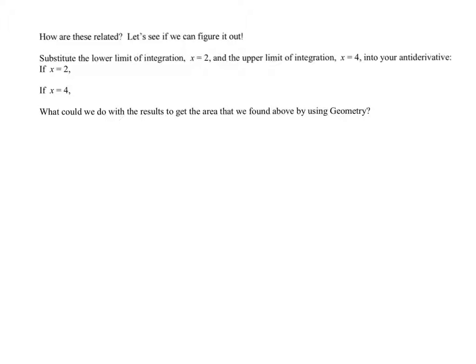Substitute the lower limit of integration, x equals 2, and the upper limit of integration into our antiderivative. So if we go ahead and do that for x equals 2, that would be 1/2 of 2 squared plus 2 plus c. And if I evaluate that, that's going to give me 4 plus c. If I substitute in x equals 4, that would be 1/2 of 4 squared plus 4 plus c. So I'm plugging this into my antiderivative that we got on the previous page. This is going to equal 12 plus c.